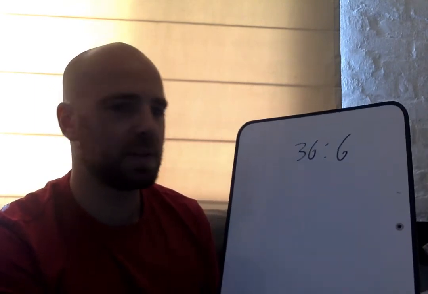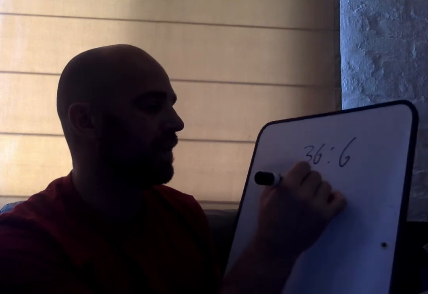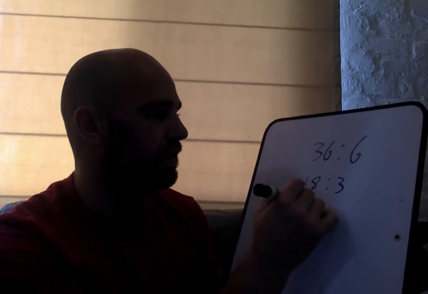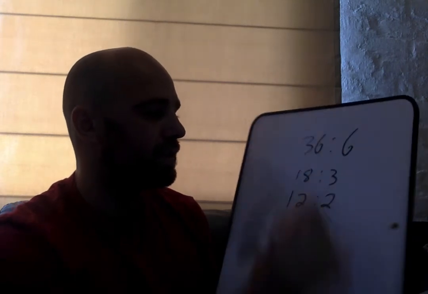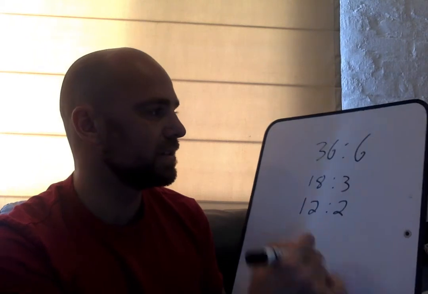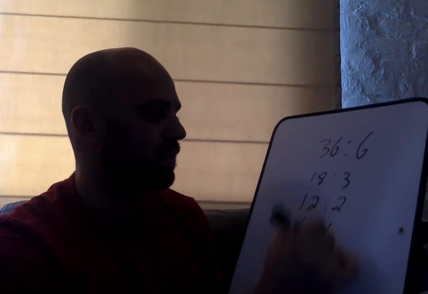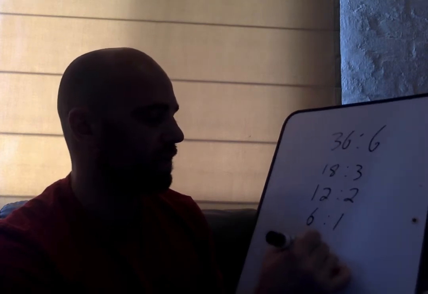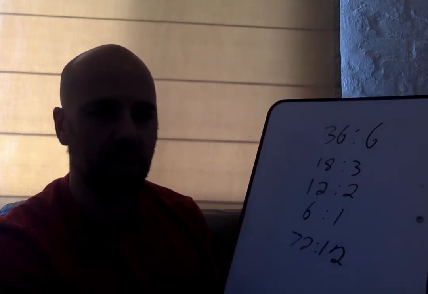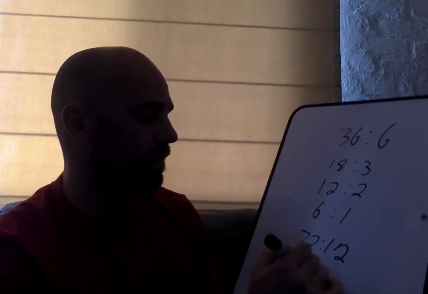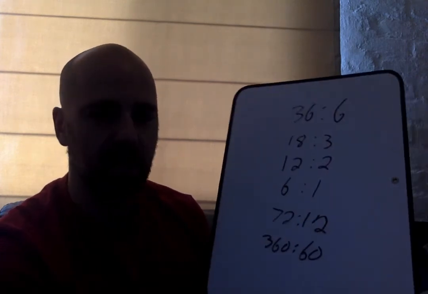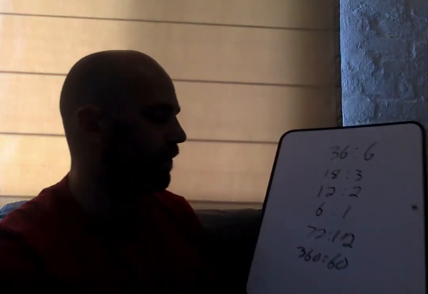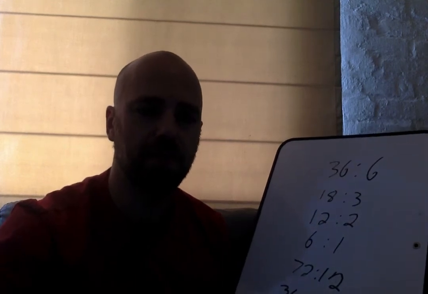What I might do is divide them by 2, so I might have 18 to 3. I might divide them by 3, which would give me 12 to 2. I might divide them by 6, which would give me 6 to 1. I might multiply them by 2, which would give me 72 to 12. I could multiply them by 10, which would give me 360 to 60. There are tons and tons of possible solutions. Hopefully you were able to find a couple of those.